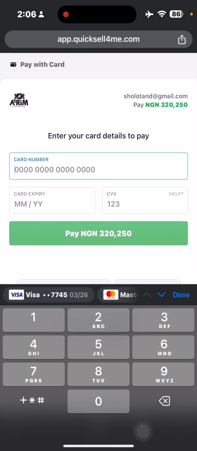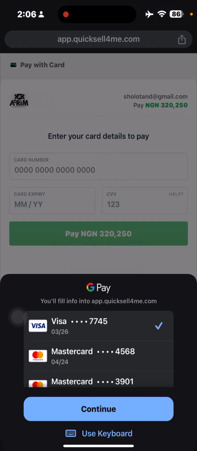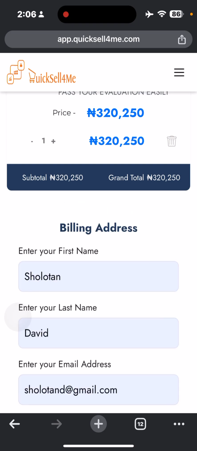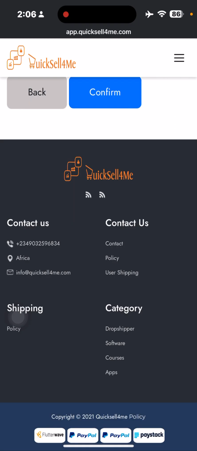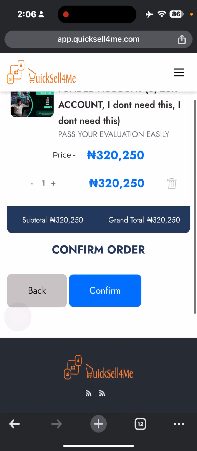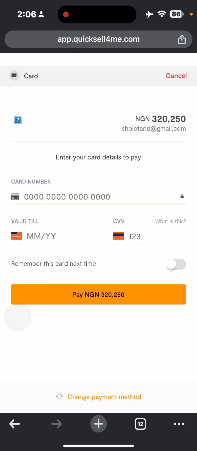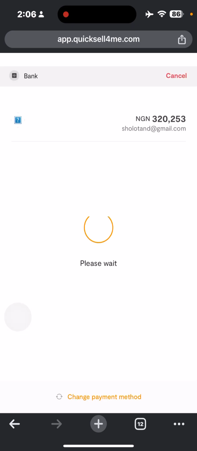And let's say you don't want to use Paystack. Let's say you want to use Flutterwave. So I'm going back a bit. So I'm choosing Flutterwave now. I'm clicking on confirm and pay. So you click on confirm the order. So Flutterwave will actually pop up, whereby you actually use to make payments. Then you click on change payment and you can click on bank. You can choose any method that's convenient for you to pay.